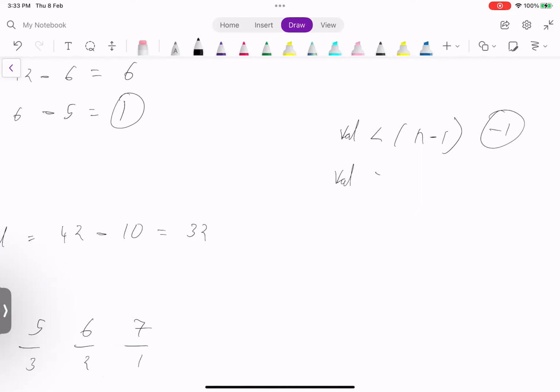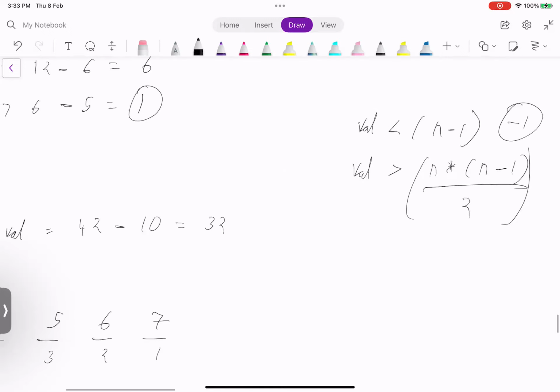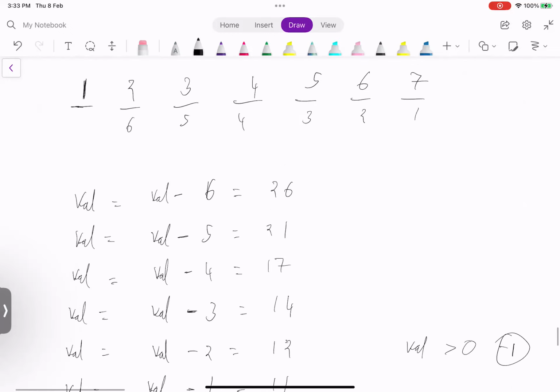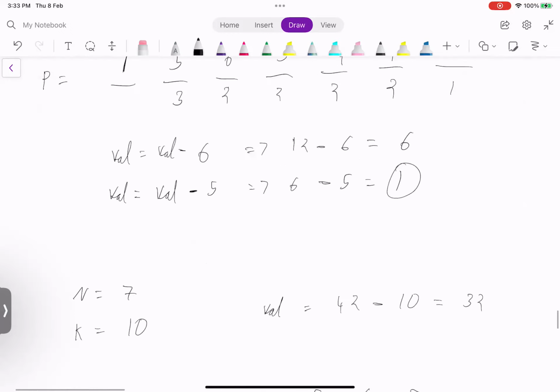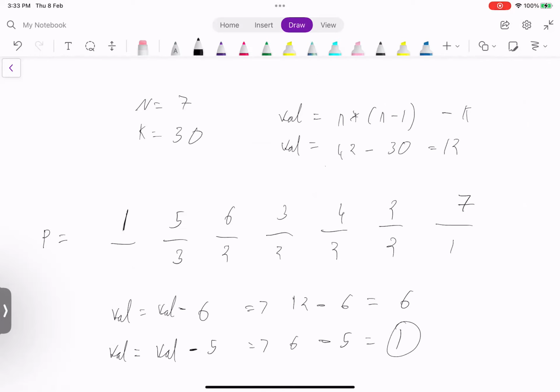Or if value is greater than n into n minus 1 by 2, because it's the sum of natural numbers, then also it is minus 1, right? If value is in between these two ranges, then we could always construct a permutation, right? Which we already saw how to construct, considering n equal to 7 and k equal to 30.